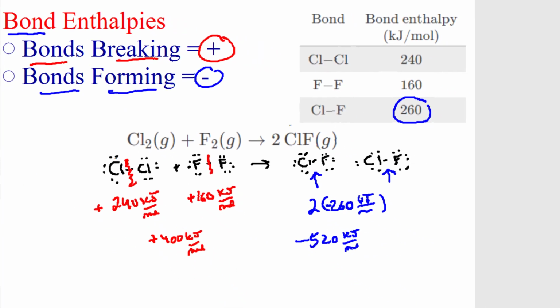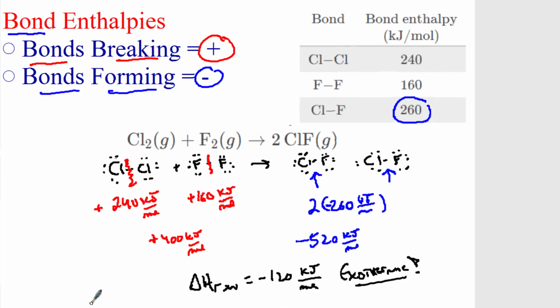So just take a look. Who won out? The bonds breaking or the bonds forming? The bonds forming was greater in magnitude. So now to find the enthalpy of my reaction, you can see I add these 2 up together, negative 520 and 400. I don't do products minus reactants. I just take a look at positive for bonds breaking, negative for bonds forming, and that gives me negative 120 kilojoules per mole, which means this reaction is exothermic, because the bonds forming was greater than the bonds breaking.